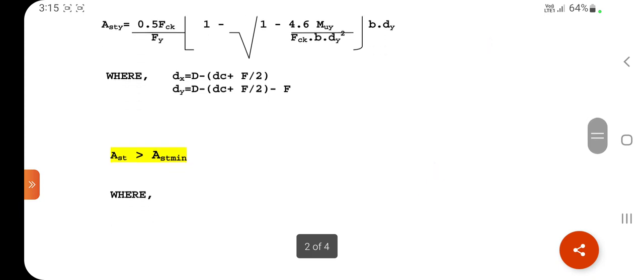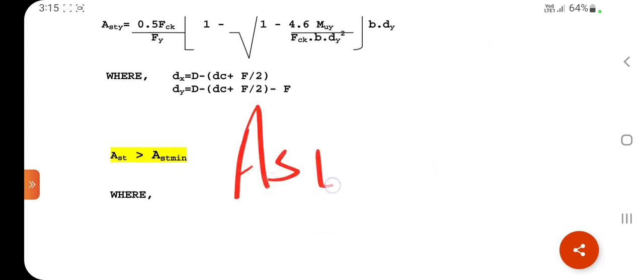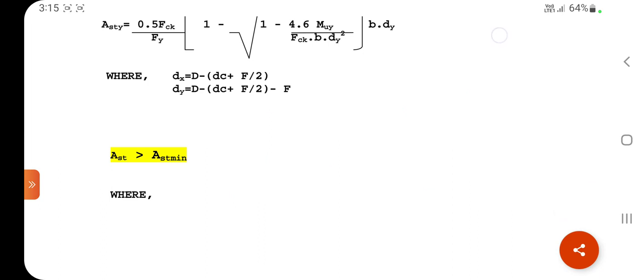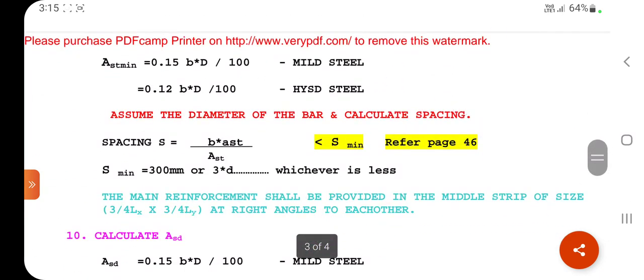Now what should be our check? This Ast calculated should be greater than Ast minimum. Now what is this Ast minimum? In the case of mild steel, it is 0.15 b into D upon 100, that is 0.15%, and for HYSD bar it is 0.12% of b into D.